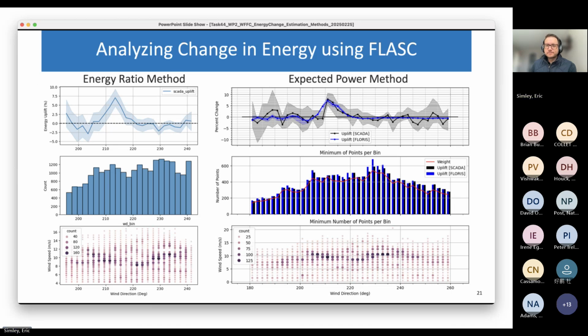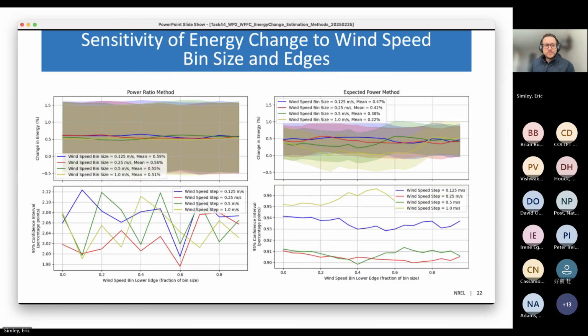On the right, for the expected power method, this is also comparing to FLORIS predictions. And then we can see the number of points we have in each wind speed and wind direction bin, which can be useful for looking at how well the data is distributed.